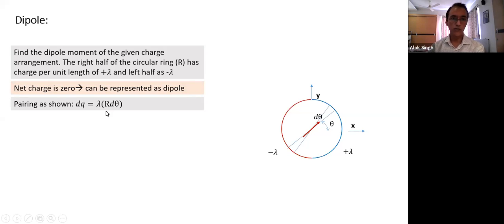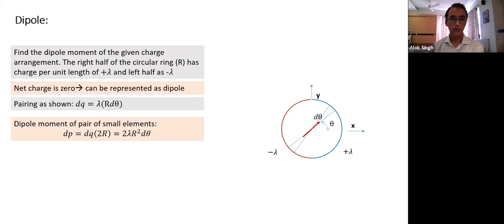If that is the charge, what will be the dipole moment, multiplied by the distance? The dipole moment of a pair of small elements, dp, is equal to charge multiplied by the distance between them. The distance between them is 2r, so this becomes 2 lambda r square d theta. That is the small dipole moment. What is the next step? I'll take the x component and add it up. So what is the x component? This is making angle theta.